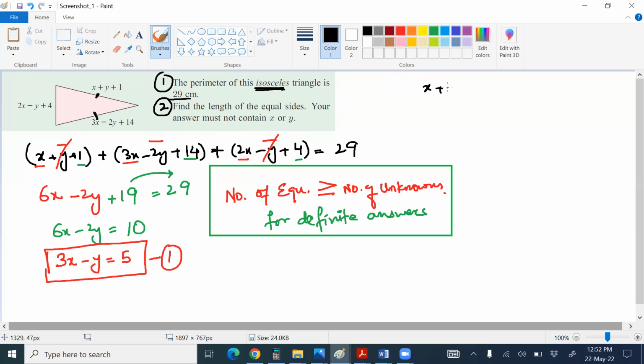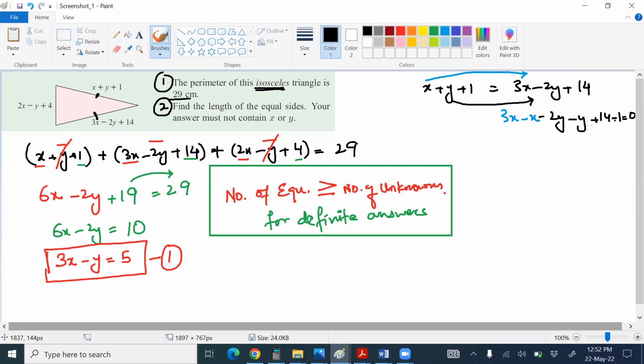So I'll set x plus y plus 1 and 3x minus 2y plus 14 equal to each other because it is an isosceles triangle. 3x minus x, minus 2y and negative y, and then 14 take away 1 equals to 0. We have 2x minus 3y plus 13 equals to 0. Or you can write it as 2x minus 3y is equal to negative 13. And that is our second equation.